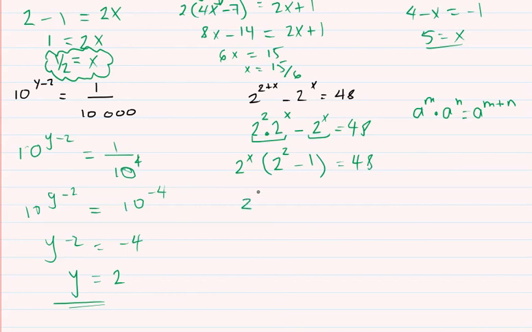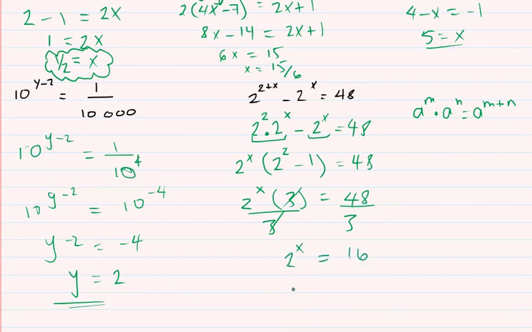Now, let's work on the brackets. 2 squared is 4, minus 1 is 3, is equal to 48. Now let's divide both sides by 3 to isolate for the x. So this cancels out. 48 divided by 3 is equal to 16. So 2 to the power of x is equal to 16.